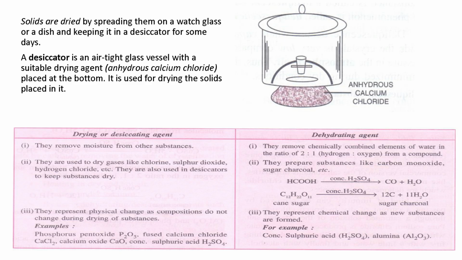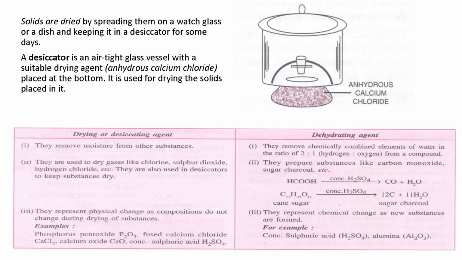So there is a difference between a drying or desiccating agent and a dehydrating agent. What is the difference between a desiccating agent and a dehydrating agent? They remove moisture from other substances. They remove chemically combined elements of water in the ratio of 2:1. So a desiccating agent removes moisture from a substance, but a dehydrating agent removes chemically combined water from the substance.